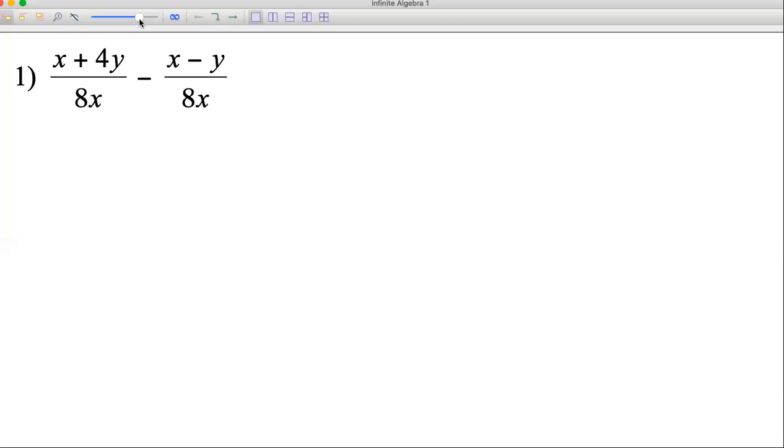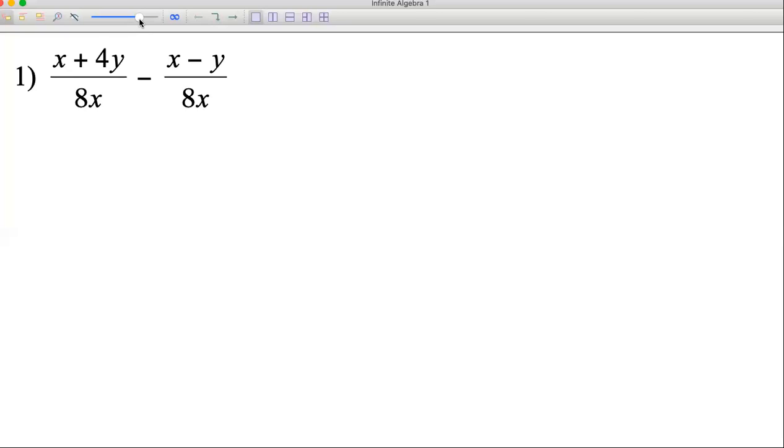Haley, what's this tell me to do? So what's the thing we've got to be careful with in subtraction? I've got to write the opposite of everything in that second fraction. So I guess the first thing I should just basically write is the first thing, right? So write x plus 4y.